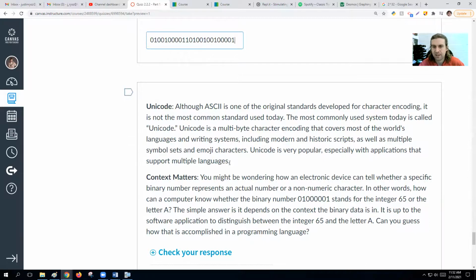Unicode is a multi-byte character coding that converts most of the world's languages into writing systems, including modern and historical scripts, as well as multiple symbol sets and emoji characters. So Unicode is very popular, especially with applications that support multiple languages. ASCII was really good for English languages.